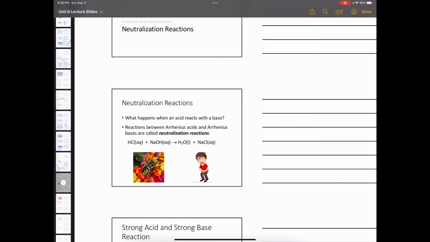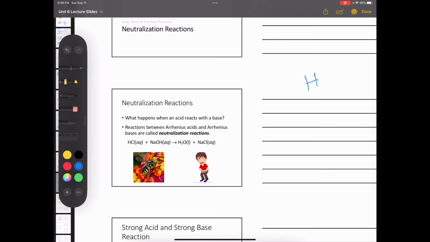What happens with the neutralization reaction is that when we mix the acid and the base together, they basically counteract each other. The acids form the hydronium ion, correct? And what does the base form? The base forms the hydroxide ion. So the hydroxide ion and the hydronium ion react with each other to form water, and they both cancel each other out.